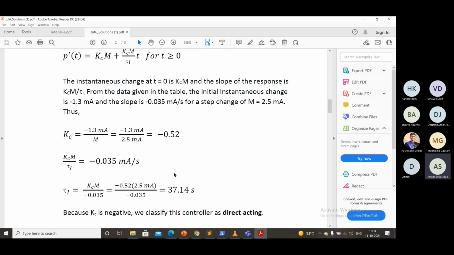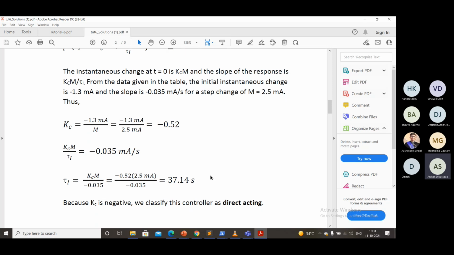So it is actually the opposite case, Vinayak. If the Kc is negative, then our controller is direct acting, and if it is positive, then it will be reverse acting.